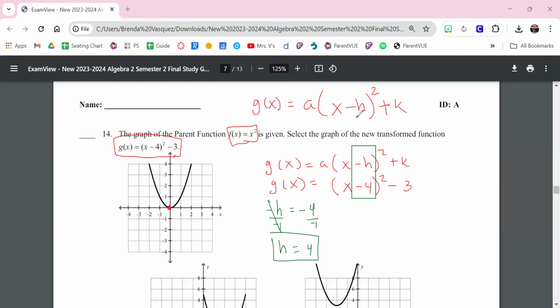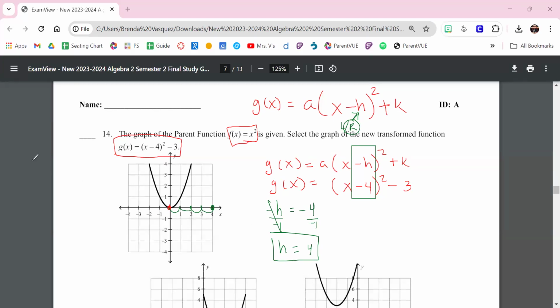Now, if you remember my parameter h, what does it do to my graphs? I move them left or right? Because it's positive 4, I'm going to move to the right. So I'm going to move 1, 2, 3, and 4. So here it is according to that parameter.